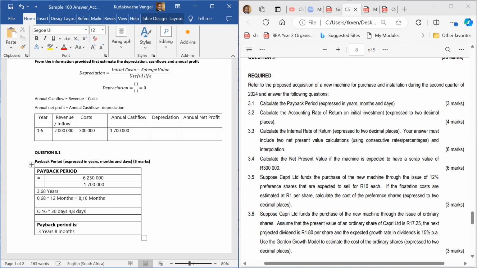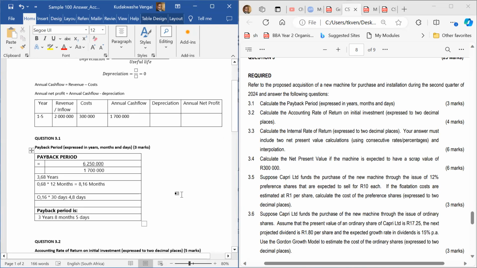So I'm going to say my final payback period is 3 years, 8 months, and 5 days. I'm going to round it up to 5 days. Right, so that's my payback period. So I'm actually done with question number 3.1, and I get my 3 marks there. Are there any questions on this one before I go to 3.2? No questions. That's good, right?